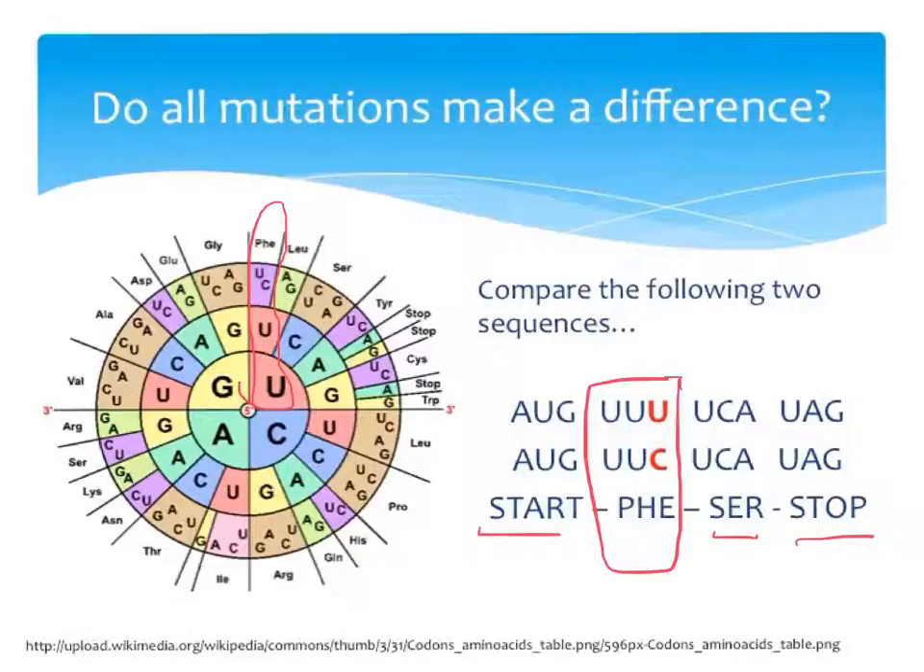So those are two main types of mutations: point and frameshift. Our substitution is a point mutation, and deletion and insertion are frameshift mutations.